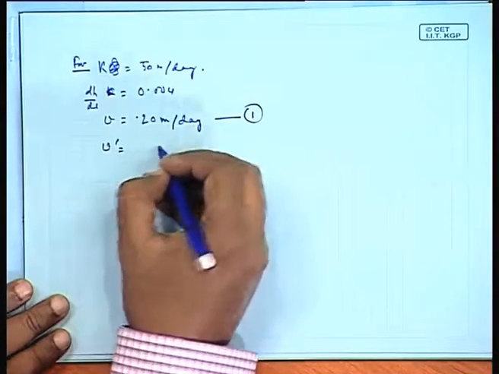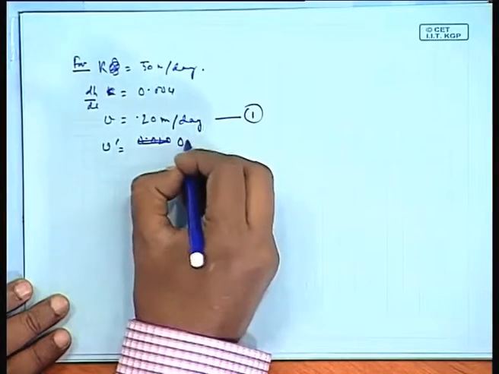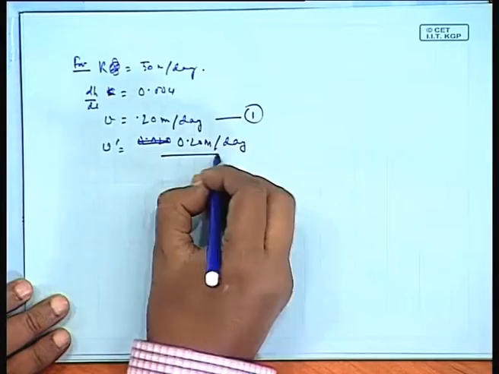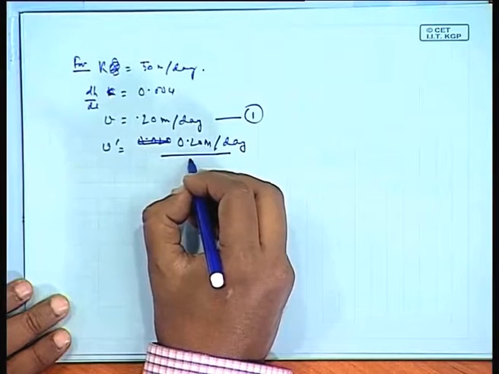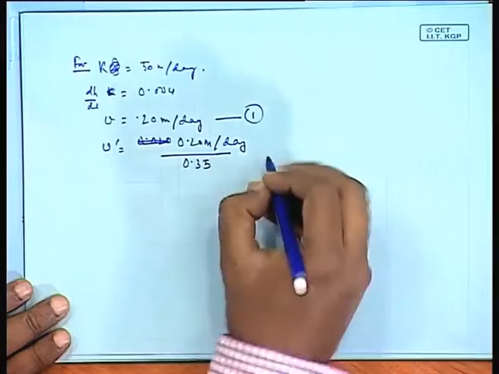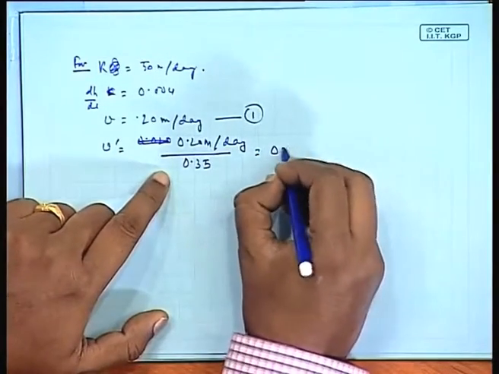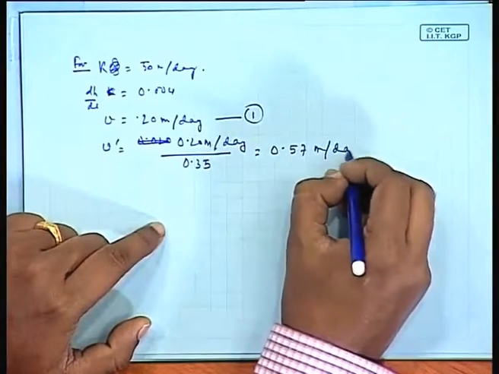Now this v, we can find out the porosity. If the porosity is given, say about 0.35 or 0.25, whatever, we can find out the velocity as 0.57 meter per day.